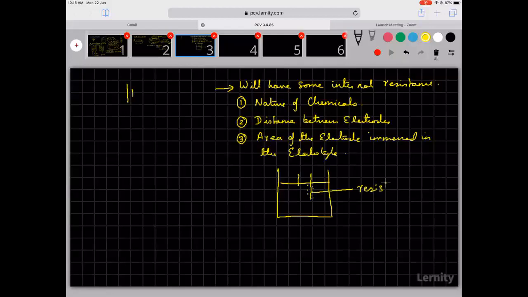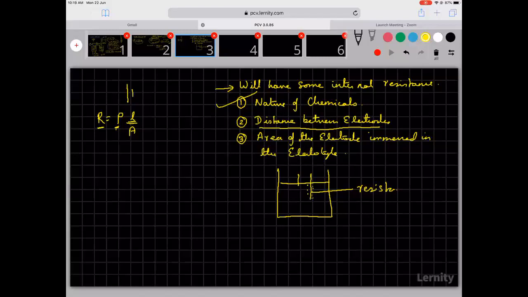Resistivity depends upon the nature of the chemicals. Then resistance is directly proportional to length. So as distance between electrodes increases, resistance increases, and it is inversely proportional to the area. As the area increases, resistance decreases, and vice versa. Okay, so this rule is valid even for the internal resistance of a cell.